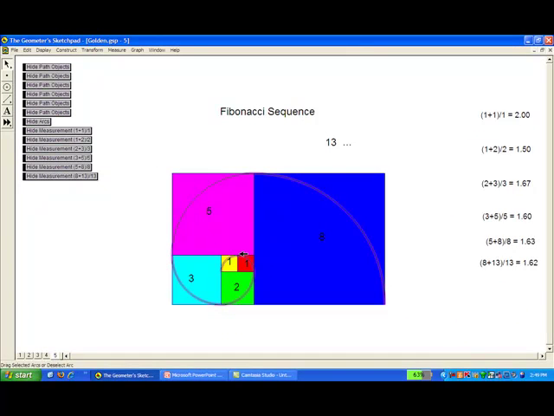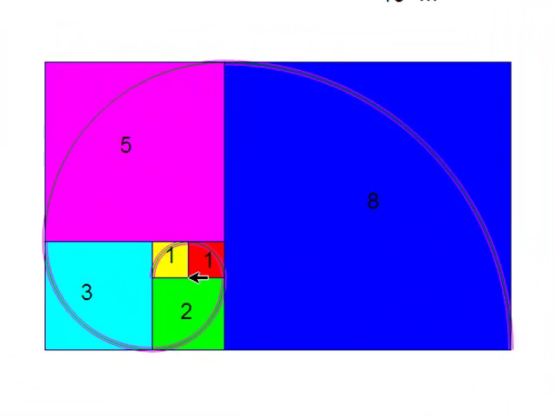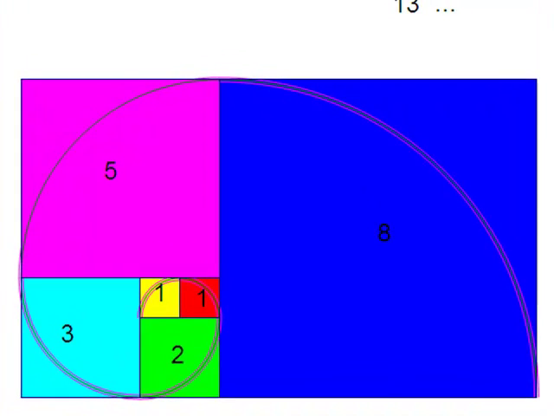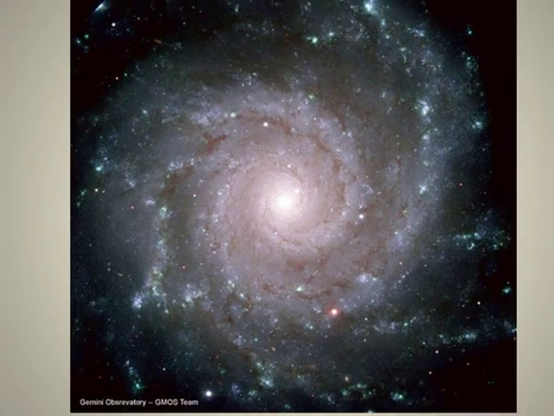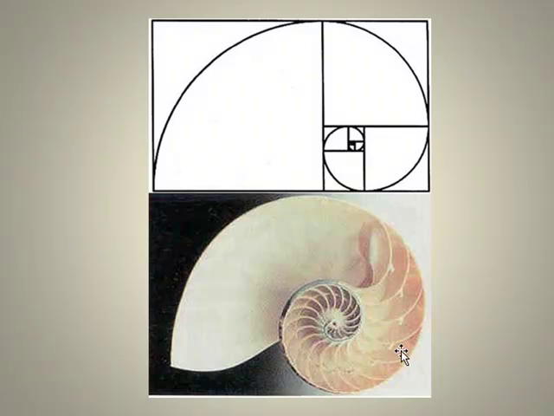Now, we can create this spiral here. We take this point and we make an arc through these points. And then we take this point and make an arc through these points. We take this point and make an arc through these points. And we take this point and we make an arc through these points, and so on. We get this beautiful spiral here. This spiral is found in various places in nature. We can find it here in spiral galaxies. And we can find it here in this lovely shell.